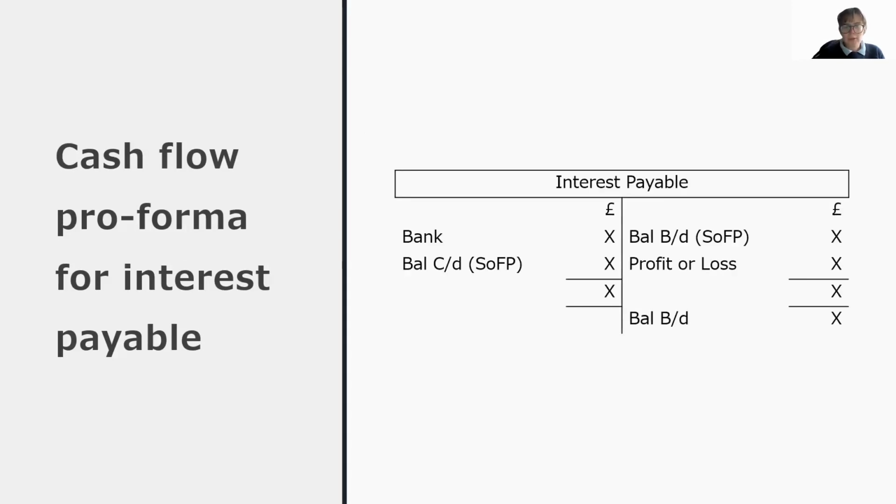So our balance brought down will go on the credit side, whilst our profit or loss figure would also go to the credit side. On the debit side, we would then have our balance carried forward into the next period, and the bank figure is the figure that you may need to be able to work out, which is also going to be a debit in the interest payable account.